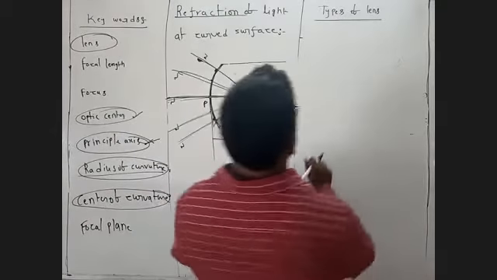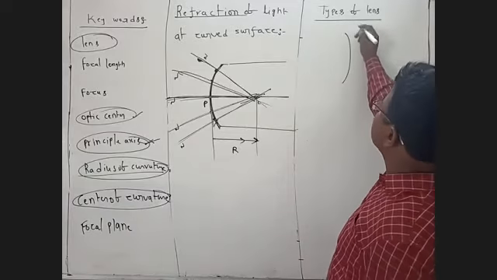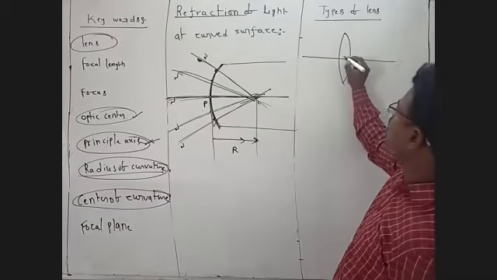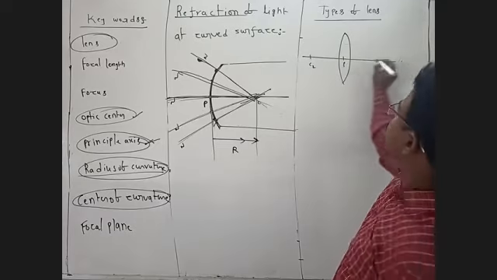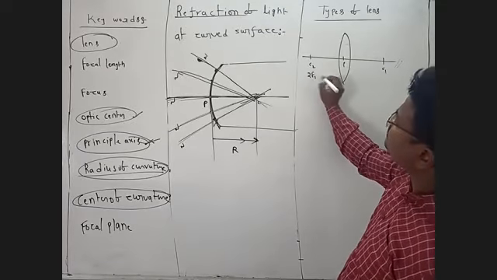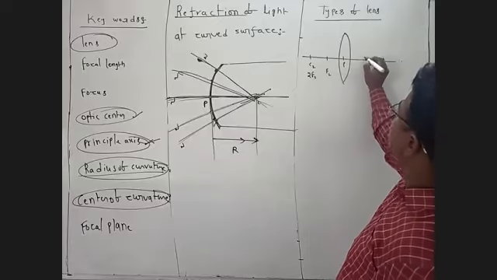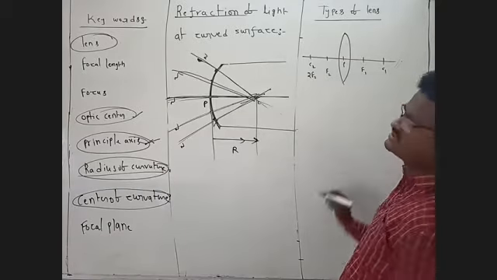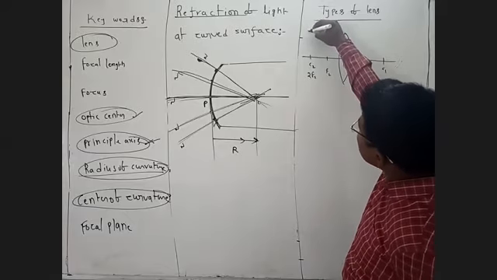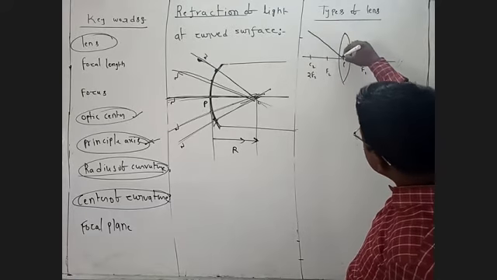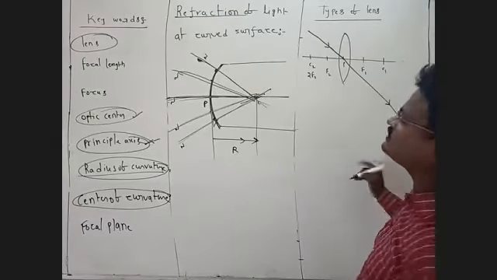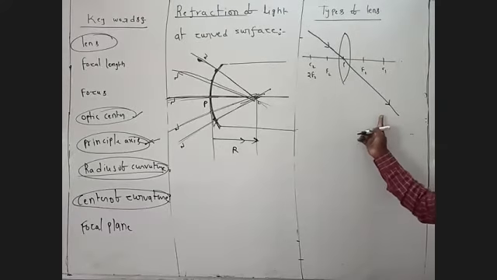Next rule. Now I'm checking this convex lens. First, the optic center, C2, C1, F2. I'm going to explain why I'm taking this next time. So first rule: one ray passes through the optic center. This ray goes straight. It does not deviate.